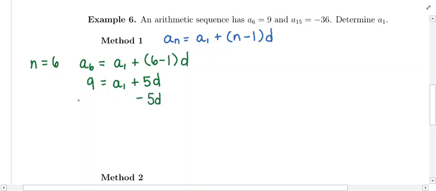So I am going to solve this equation for A1. I'm going to move the 5D over. We don't know what D is yet, so this tells us that A1 is 9 minus 5D.